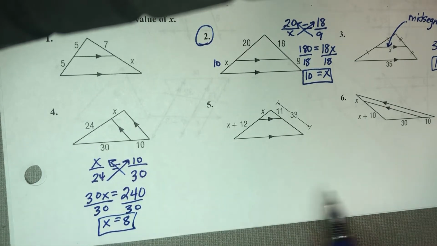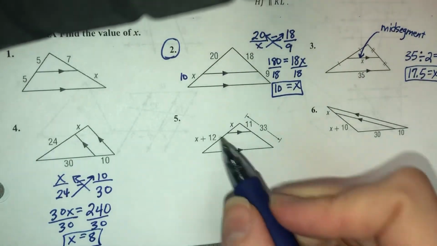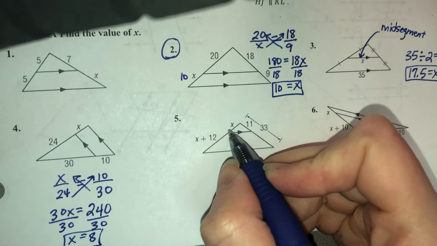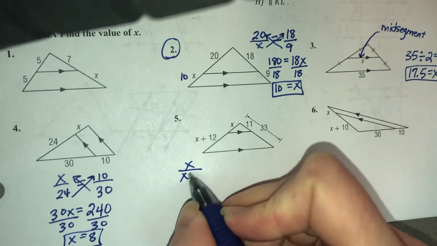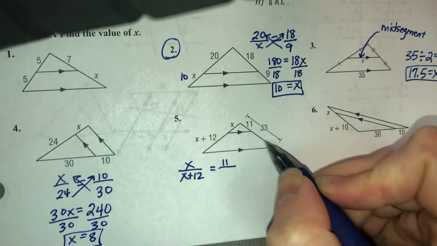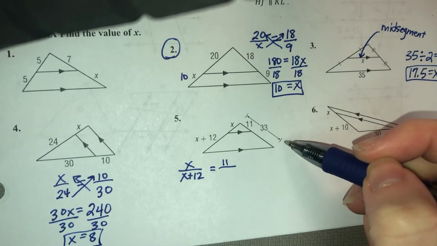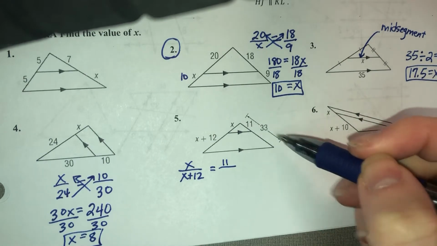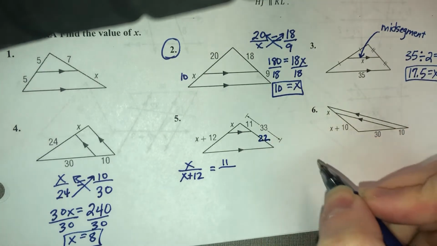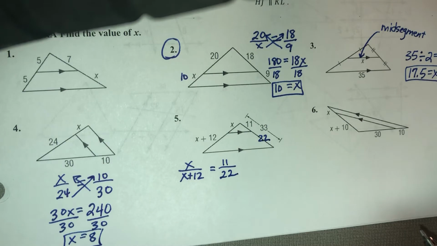All right, the next two involve a little bit more algebra. On number 5, the left side is going to be x on top of x plus 12. The right side is 11 on top. They didn't tell us how long the bottom was, but they did tell us that the right side is 33 altogether. So if you take 33 and you subtract 11 from it, that's going to leave you with 22 for the bottom piece. So that was a little extra step they make you do on this one.